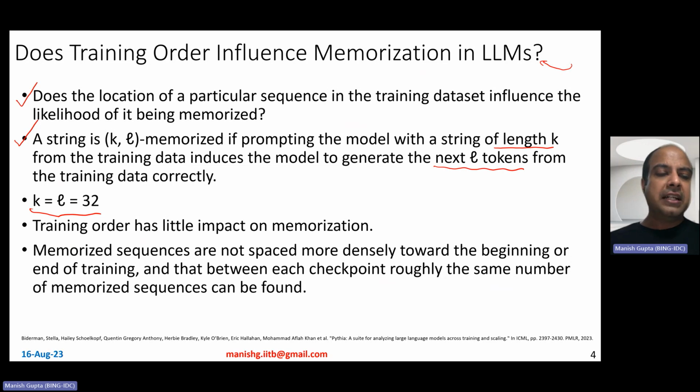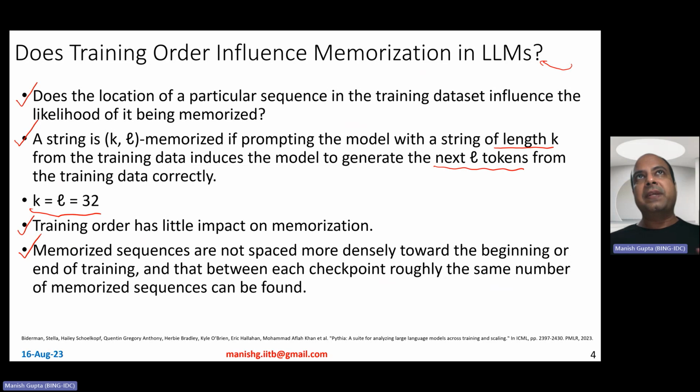What they observed by doing such experiments is that training order has little impact on memorization. They did experiments across multiple checkpoints, and at different stages in pre-training. They observed that the training order has hardly any impact on memorization. Memorized sequences are not spaced more densely towards the beginning or the end of the training, and between each checkpoint, roughly the same number of memorized sequences can be found.